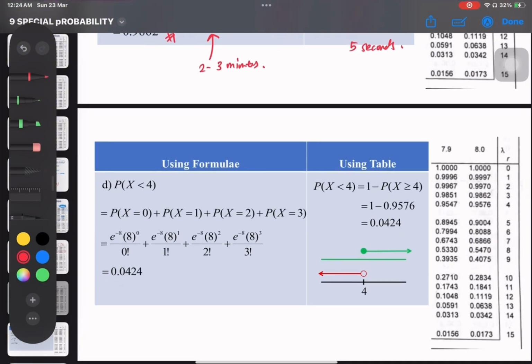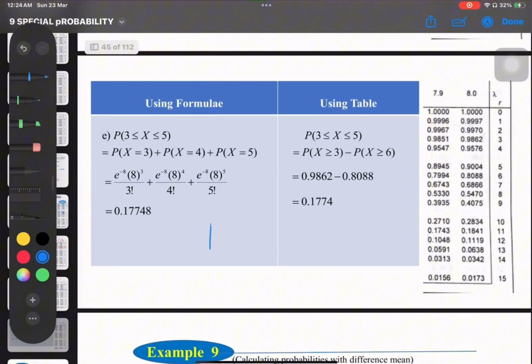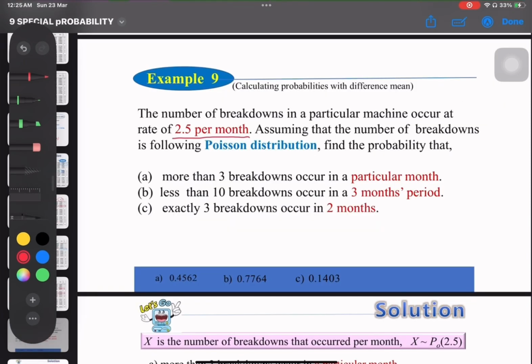For probability X less than 4, you need to minus 1 with the probability to get the answer, and the probability you can just check on the distribution table. For E, when using a formula, you can just sum all of the probabilities using the formula and you will get the answer, while if you use the table, you need to minus X greater or equal to 3 with greater or equal to 6. For the answer, it is suggested for you to put 4 to 5 decimal places.